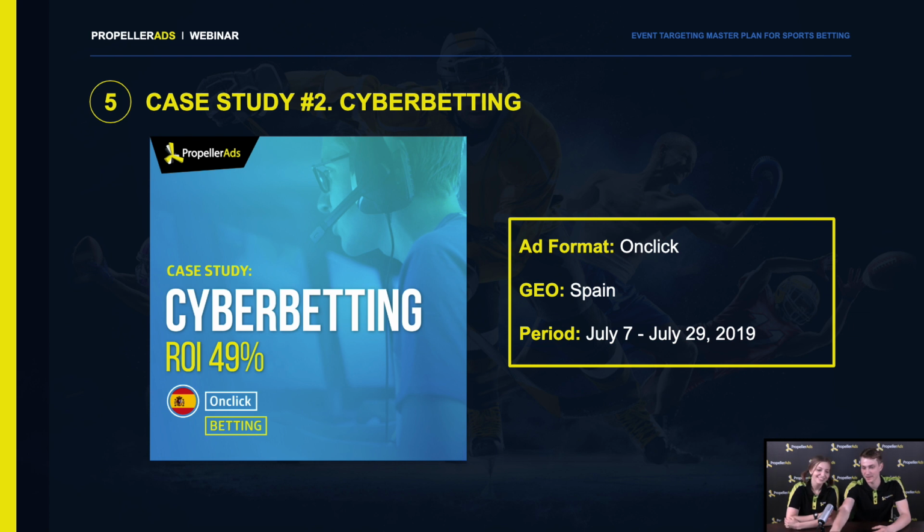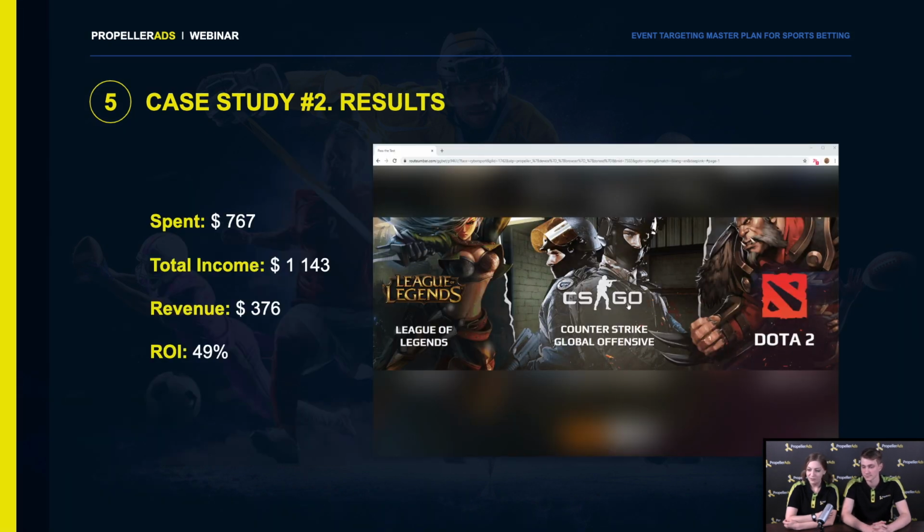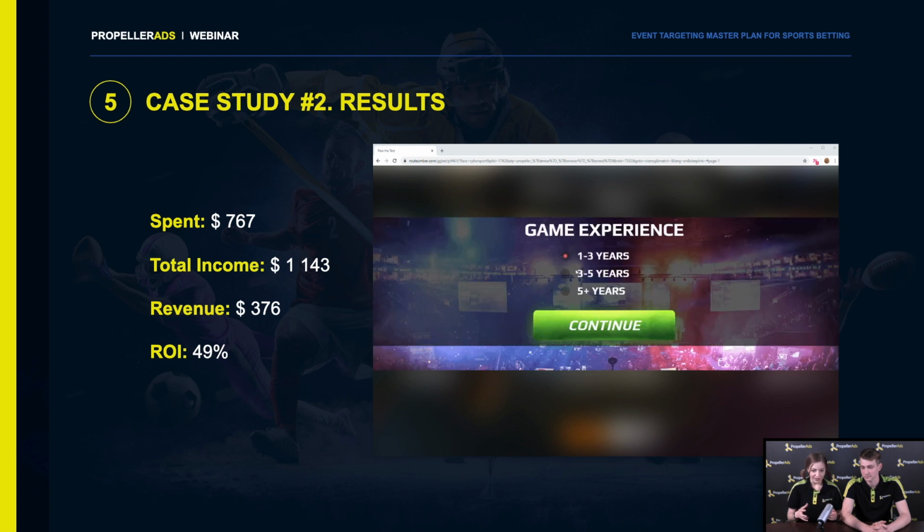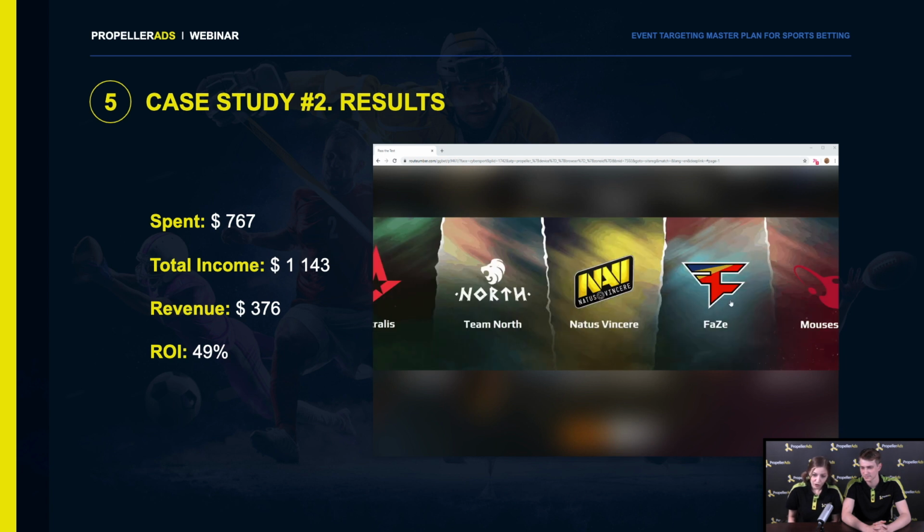Okay, in this case the ad format was on-click. The geo target was Spain, and the period was July, for 3 weeks of this year. This colorful creative, given an opportunity of choice and featuring top games like CS2 as far as I saw it, League of Legends, and different teams to choose from, gathered a great audience.